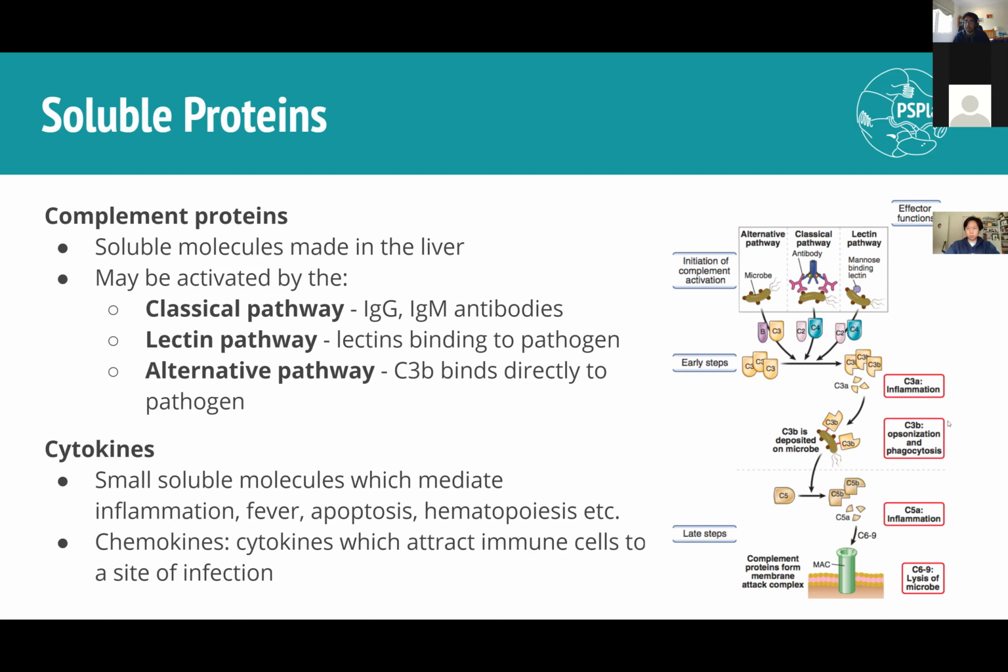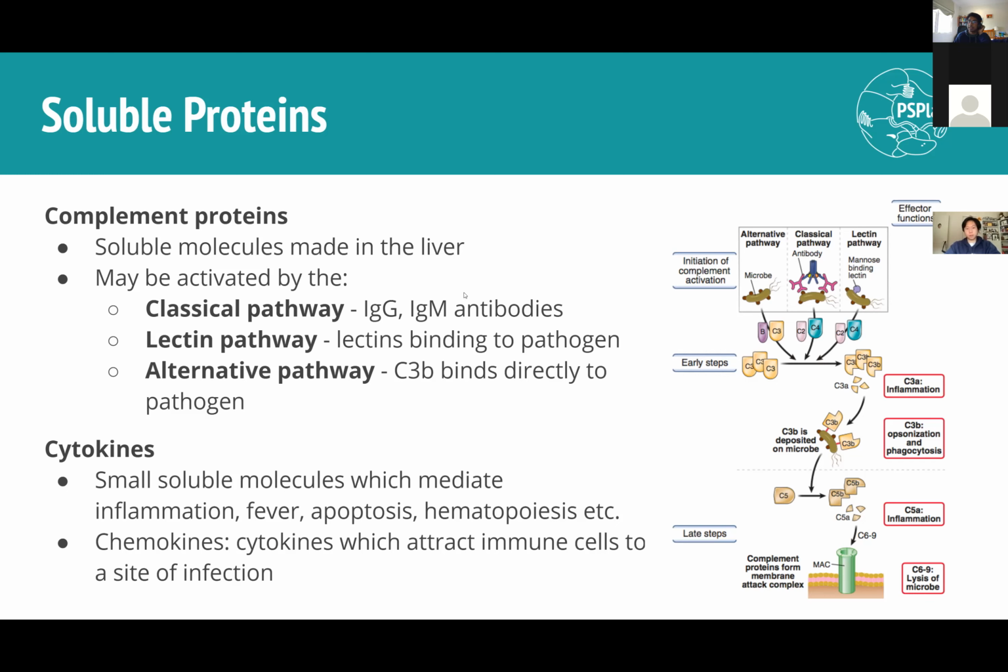So if you look at the diagram here, you can see C3a and C5a, they promote inflammation. C3b, they opsonize the pathogen to make it easier for a macrophage to eat it up. C6 to 9, they go and they actually punch a hole in the pathogen in order to lyse it and make it die. We also have cytokines.